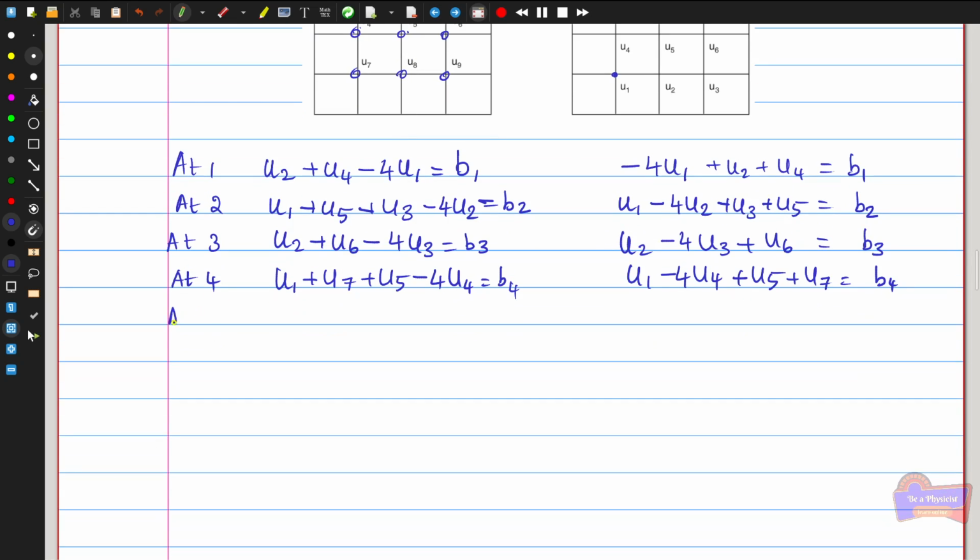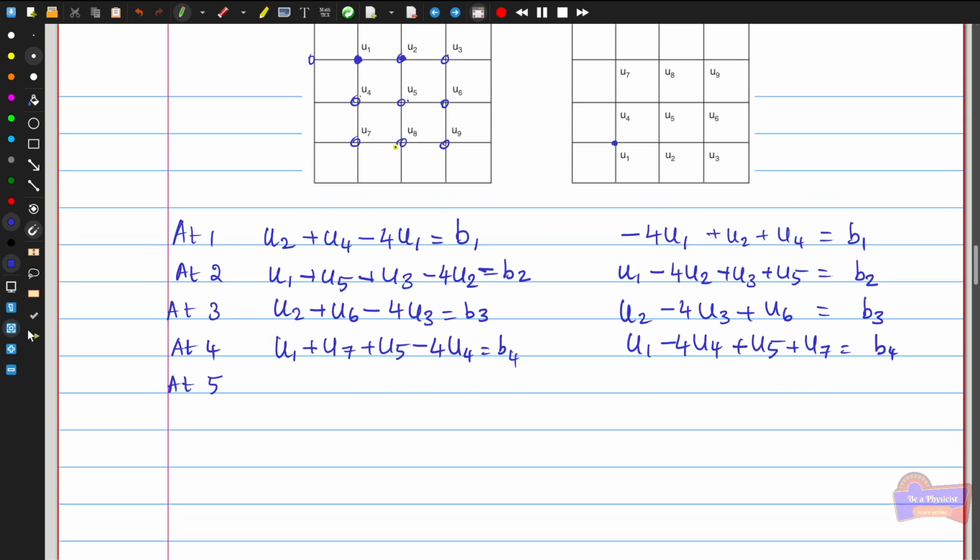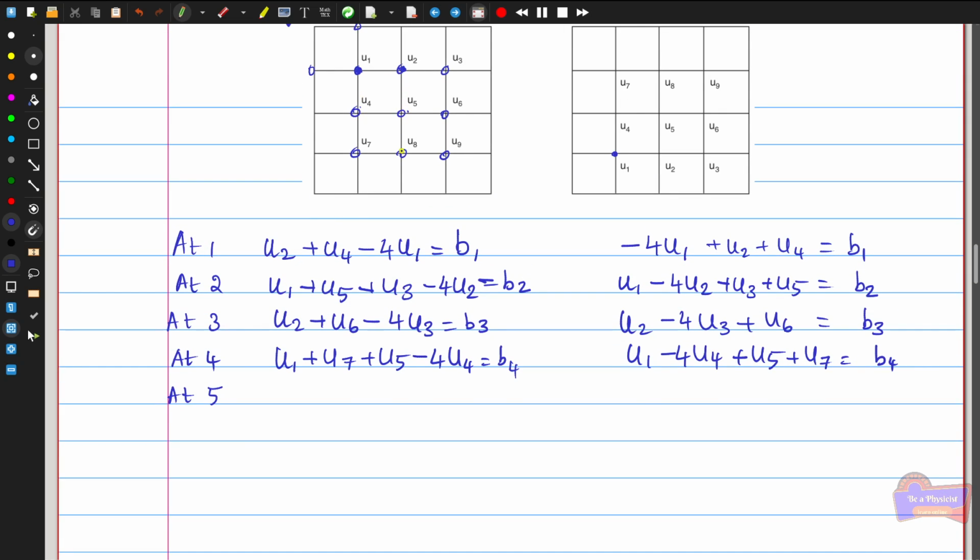And at 5, in the 5th point, you can see that you have all the points, right? So you have i plus 1, i minus 1, j plus 1, j minus 1. So I can write at the fifth point u2 plus u4 plus u6 plus u8 minus 4 times u5, this is equal to 0, because we already have all the points. So the remaining boundary is 0.